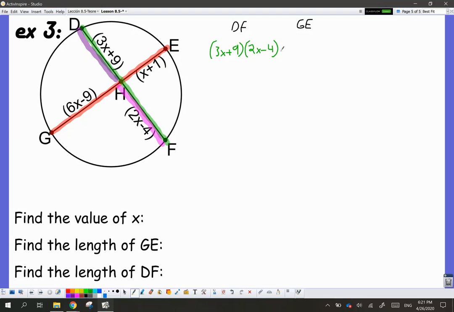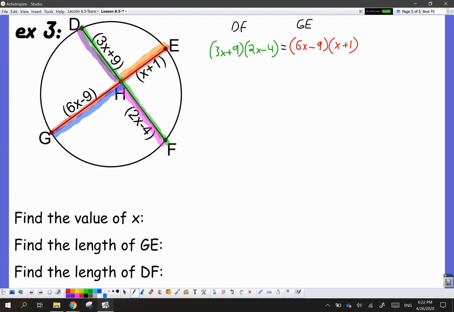And then that's going to be equal to whatever I get from G and E. So let's find those parts. So again, my point of intersection is H. So one part of GE is from G to H, and that's 6x minus 9. And the other part of GE is from H to E. So I'm going to highlight that in orange, and that's x plus 1. So if I multiply those two together, my equation ends up looking like 6x minus 9 times x plus 1.